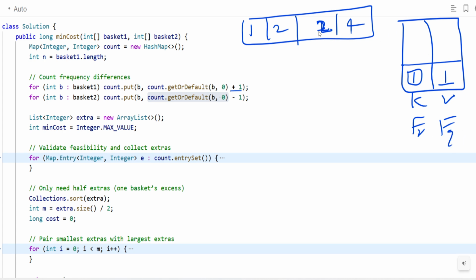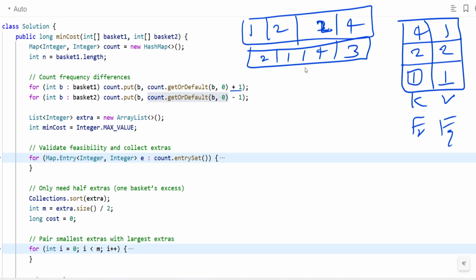Next time 2 will come, and when 2 comes again, it will increment to frequency 2. If it comes 3 times, it becomes 3 here. Then 4 will come, it will be 1. Like this. When we apply this on the fruit of basket 2, let's suppose we are going to apply 2, 1, 4 and 3. Let's suppose, for example, this I'm taking.